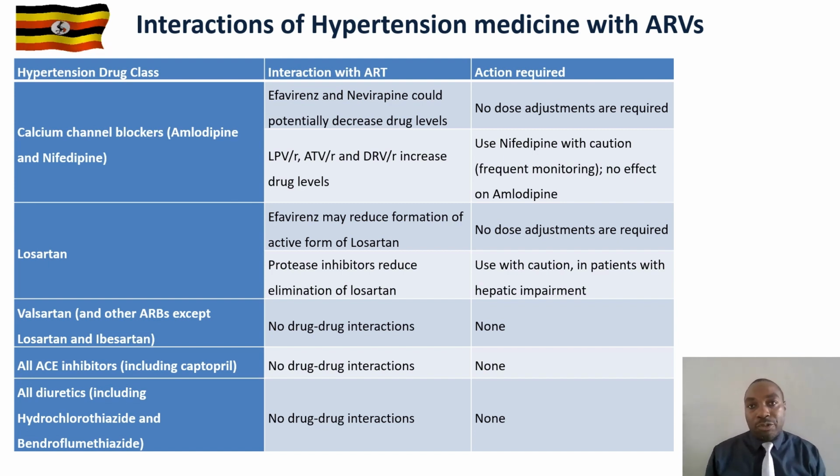And we should use with caution, especially in patients with liver disease, hepatic impairment. Valsartan, ACE inhibitors, and all diuretics, including hydrochlorothiazide, bendroflumethiazide, all the other angiotensin receptor blockers except losartan and ibesartan, and all ACE inhibitors, including captopril, have no drug interactions with ARVs.